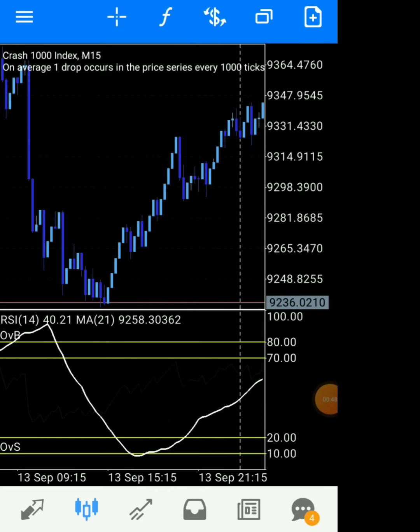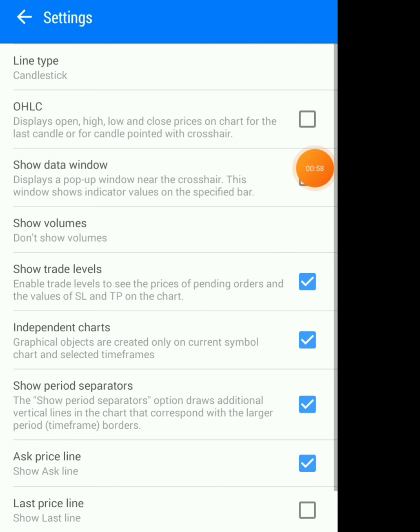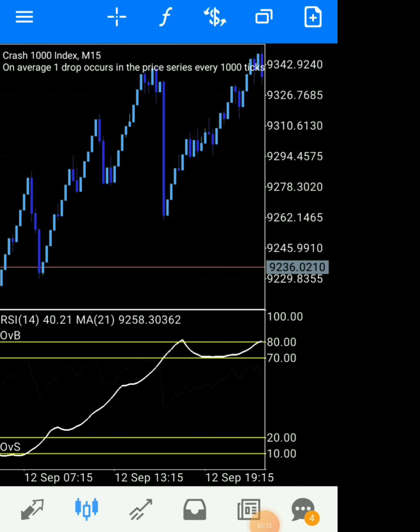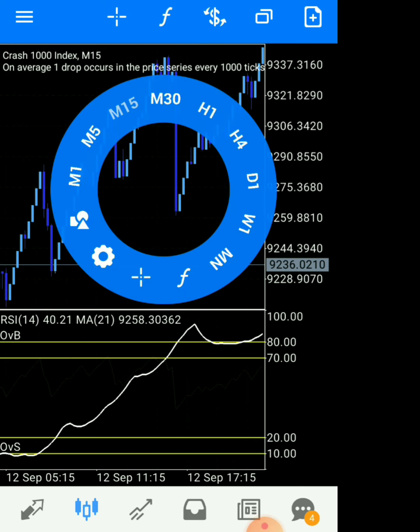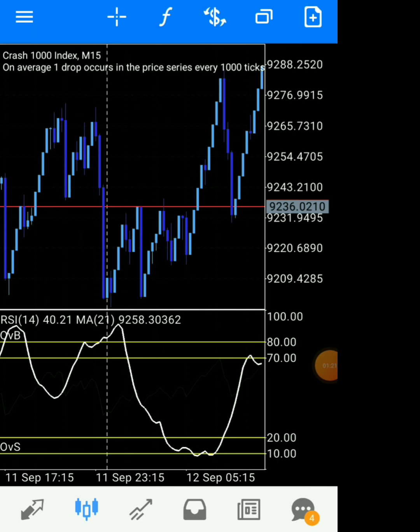Then finally, the period separator, how to set it up on your mobile phone. You click on the screen, click on settings, and under settings you have show period separator. You click on it. Right now it's on the chart. If I unclick it, you notice that there won't be a period separator on the chart. So to set it back up, you go to settings, go straight to show period separator, and you have it on your chart.